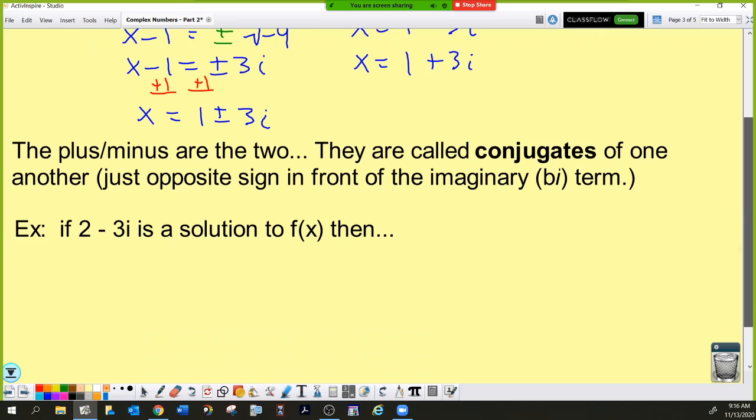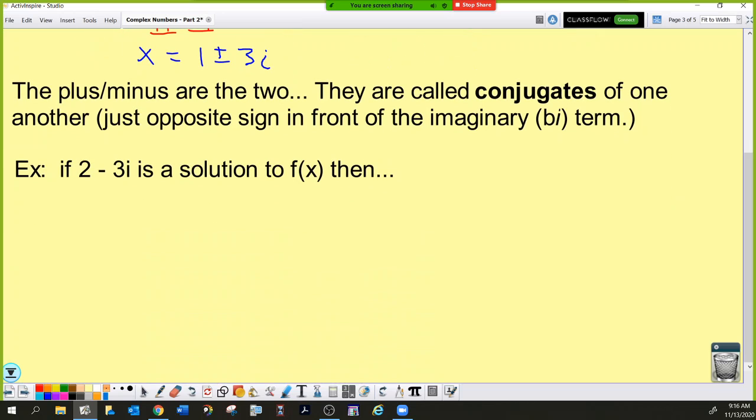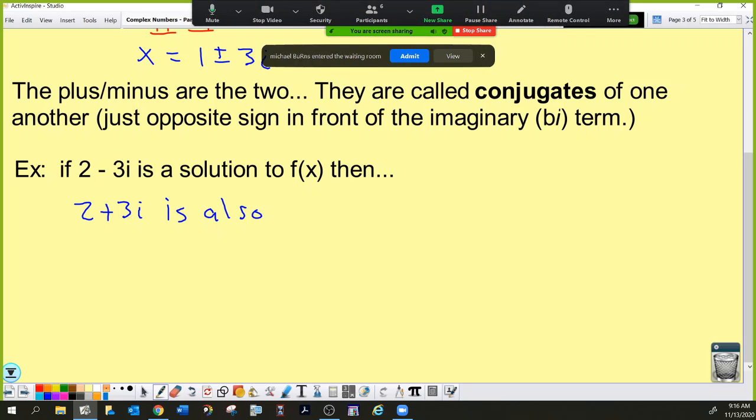Always, always, always. So this one right here says, if 2 minus 3i is a solution, then what do we know? 2 plus 3i is also. That's what we know. They have to come in conjugate pairs. It's impossible to get one complex solution.